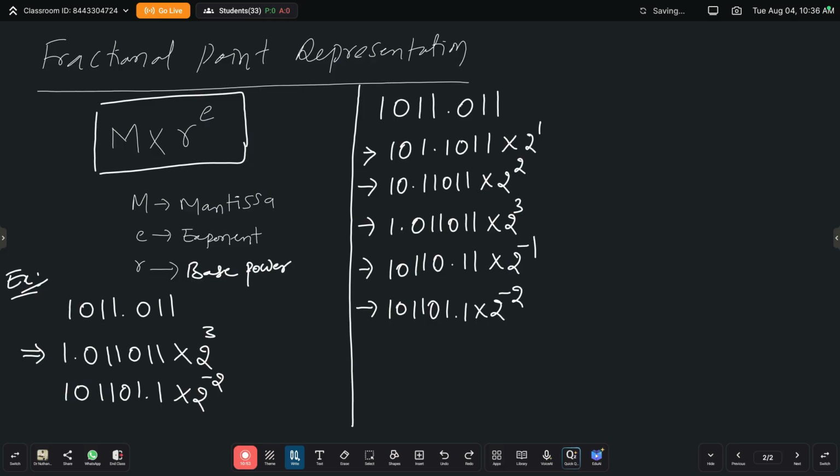Sir, how will it be confusing, sir? Anything you can understand? Yes, understand. For example, whenever you are working with the machine, sometimes you are given this notation.